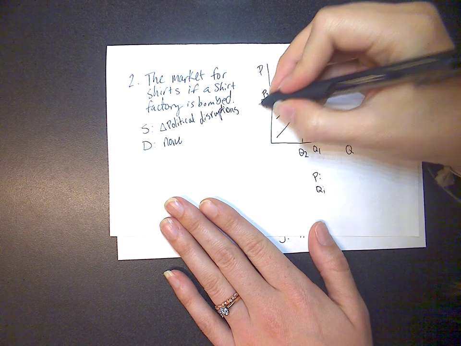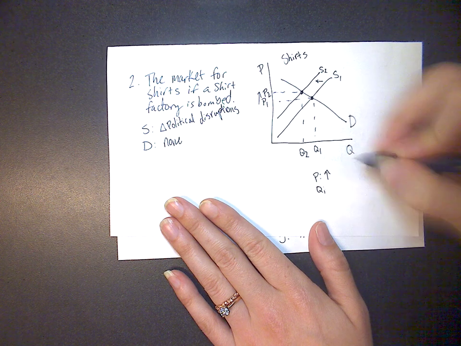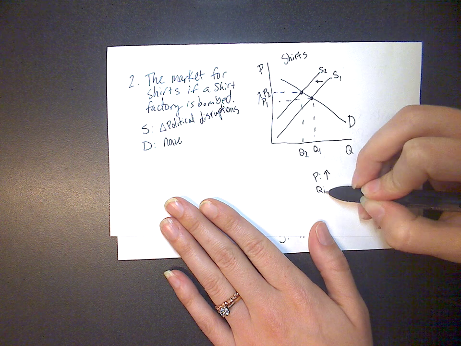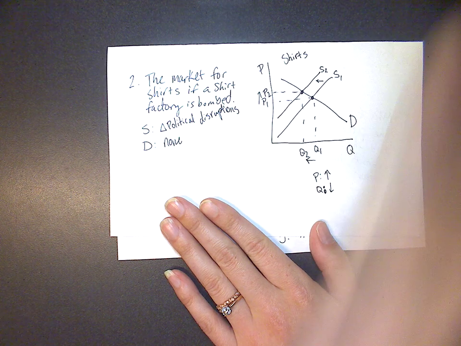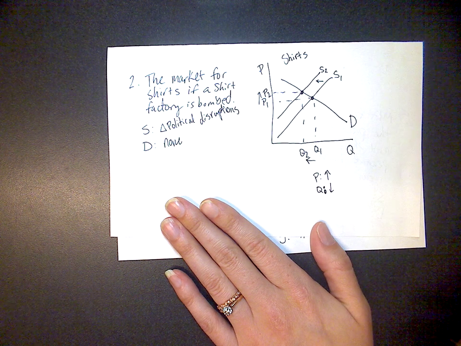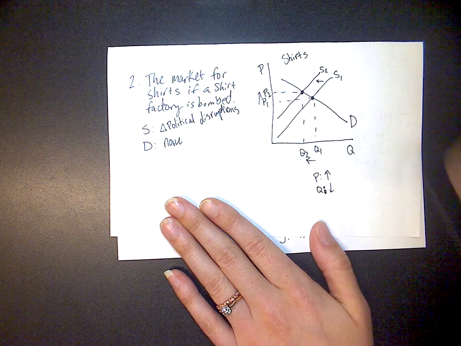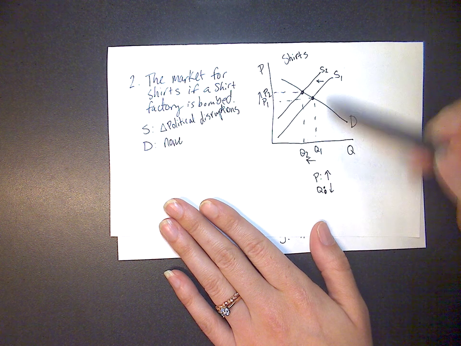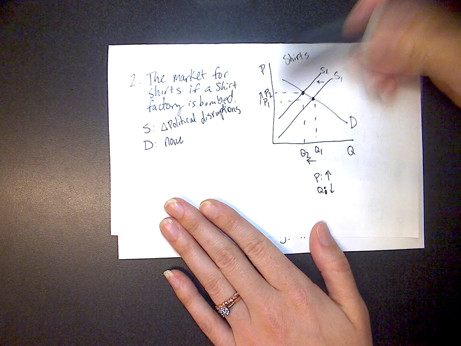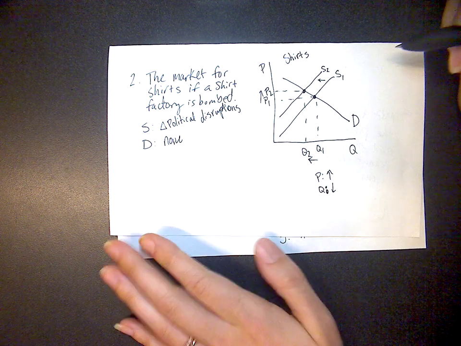All right, so price is going to rise, and you can either do it on the side of your graph or here, okay? And then quantity is going to fall. Okay. Quantity is going to fall. All right, and that's always the case when supply shifts in. Price goes up, quantity goes down, and that makes sense, right? If it's harder to make things now, the price goes up, quantity goes down.